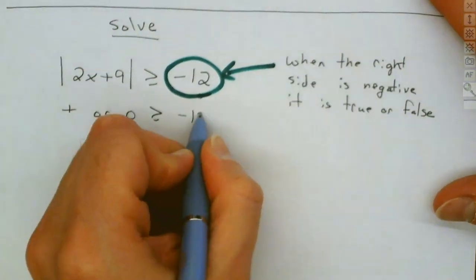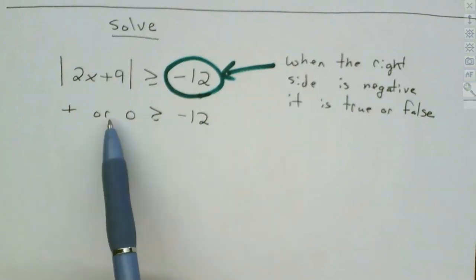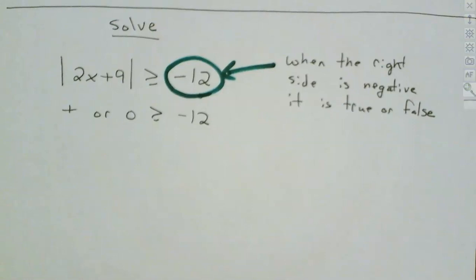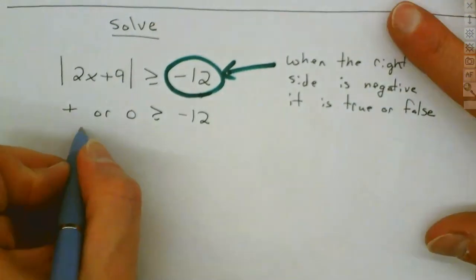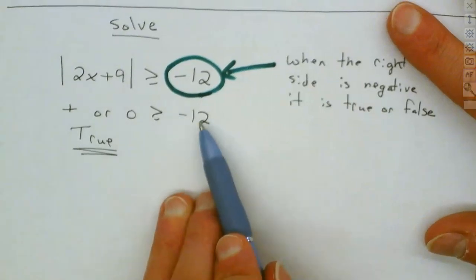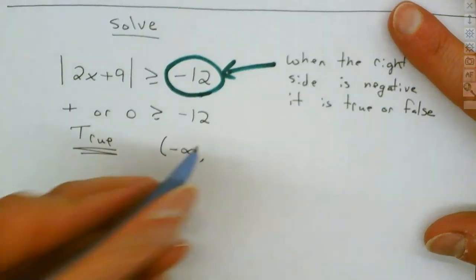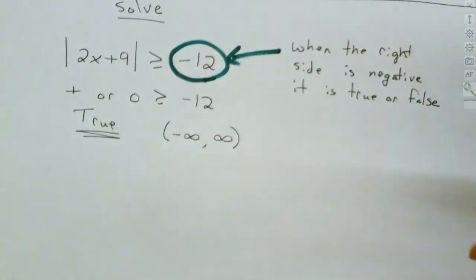And then we see if this is true or false. Our positive numbers or 0, are those bigger than a negative 12? Look at the way it's opening. Are positive numbers bigger than negative 12? True or false? True, right? Positive numbers are bigger. Remember, it always points towards a smaller number. So it's pointing towards negative, and negative is smaller than that positive. So that is true, which would mean you would have all real numbers.